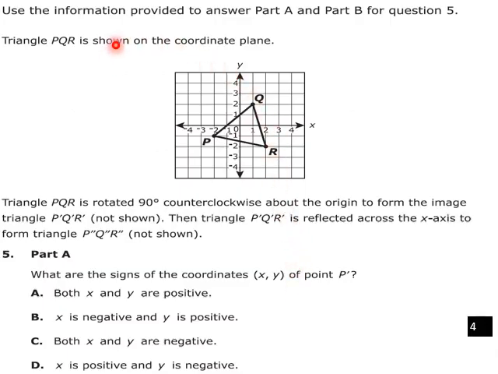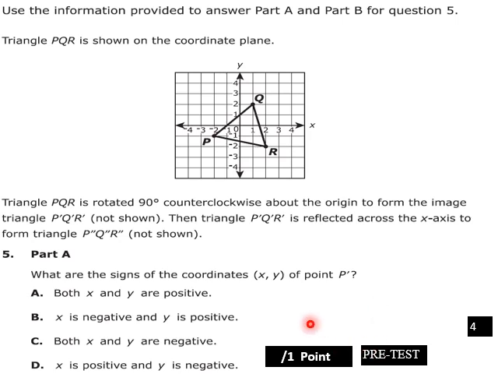Page 4 has this coordinate plane and this statement down here about triangle P prime, Q prime, R prime, and so on. Part A asks what the signs of the coordinates x, y of point P prime are. I'm not going to give it away, so go ahead and do that one. Circle which one of these gives the signs of the coordinates. So you do have to read. This is kind of a reading test too, students.